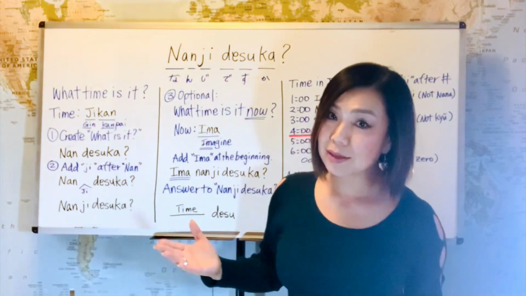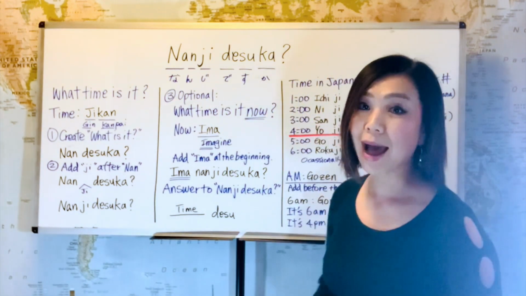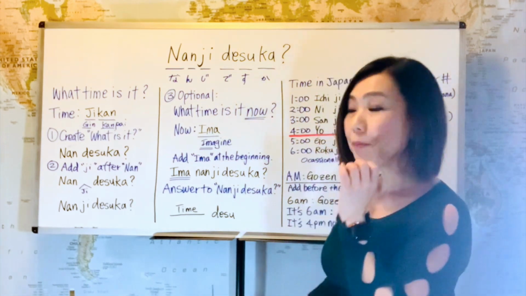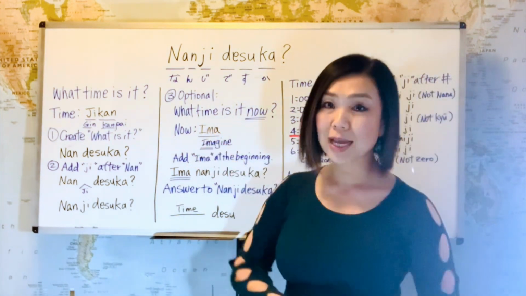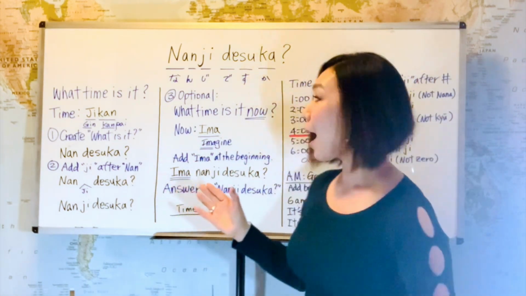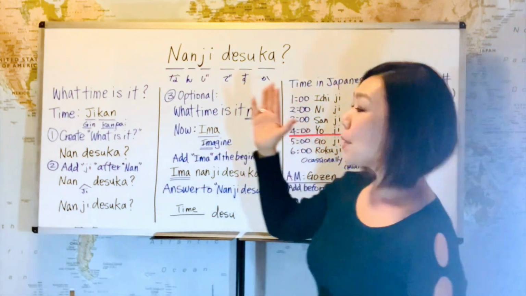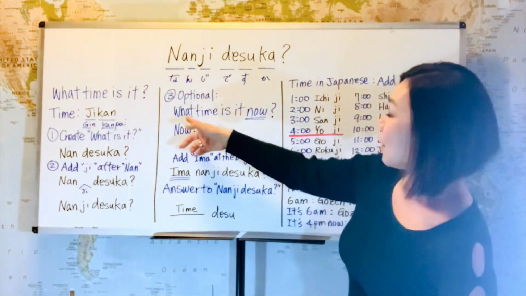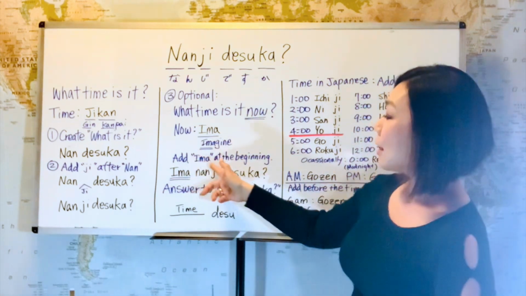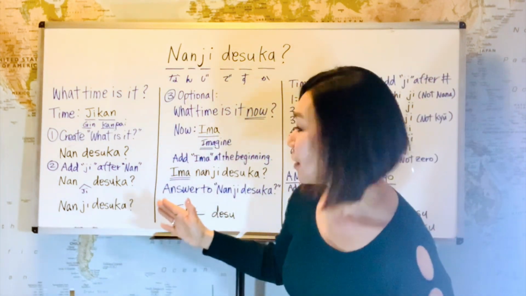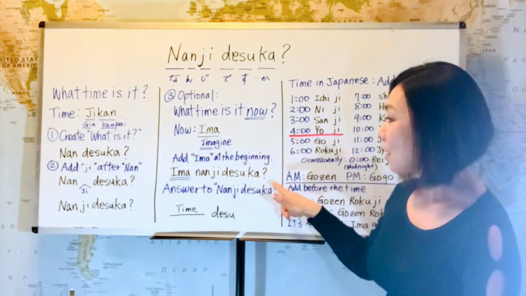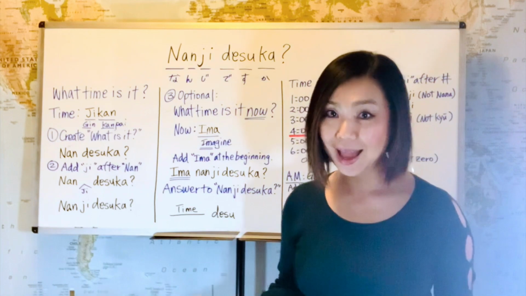Now, step three, this is optional. If you want to ask, what time is it now? We say ima in Japanese, as in imagine. In English, now is at the end, but you're going to add ima at the beginning of the sentence. So you're going to say, ima nanji desu ka? Which means, what time is it now?